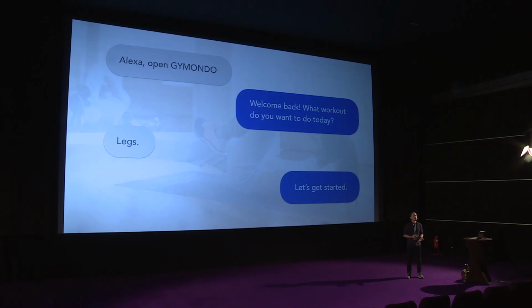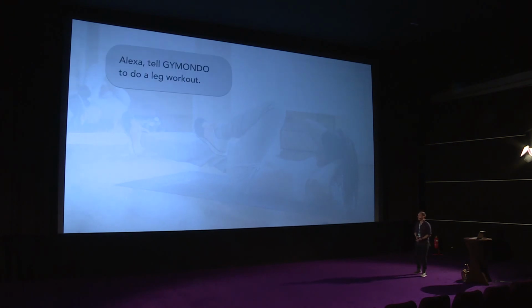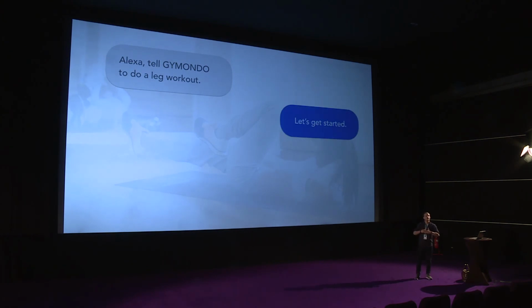But what we even learned then is that even this can get quite tedious and annoying. I just want to get started with a leg workout. So what we started building into the interaction were one-shots, where you can just tell Gimondo to do a leg workout, and it would just get started. This is way easier and more efficient than having to grab your tablet, as I mentioned before. I think these are the interactions that are so important with voice, to focus on this repeat usage and save people time.